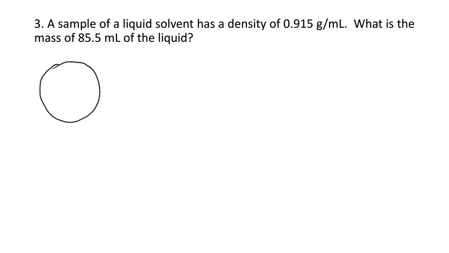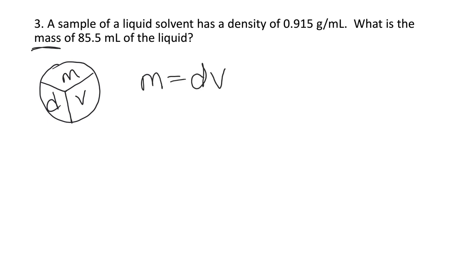Well, the first thing I'm going to put in here is density is mass divided by volume. We are looking for mass, so mass equals density times volume. How you do that is you X out what you're looking for, and this little thing means times, so it's going to be density times volume.